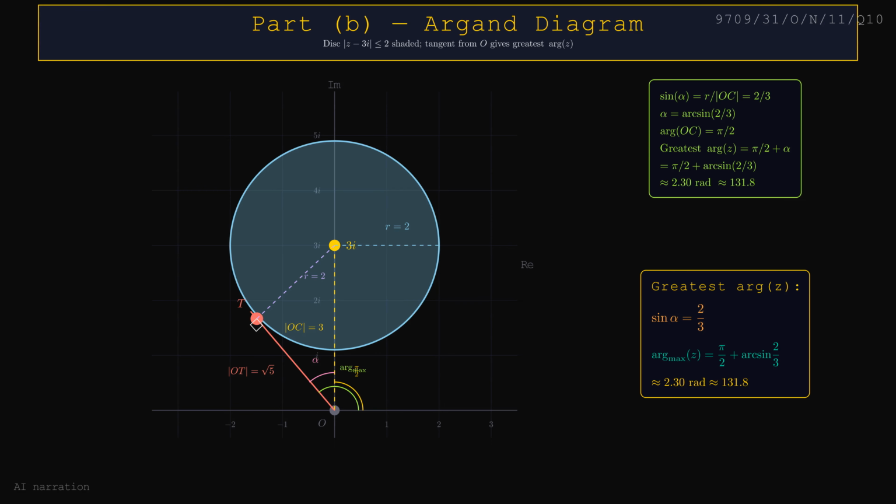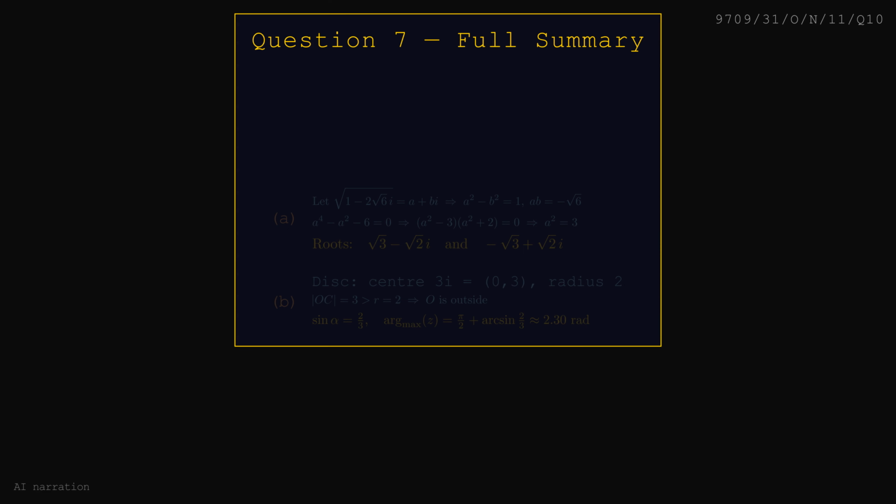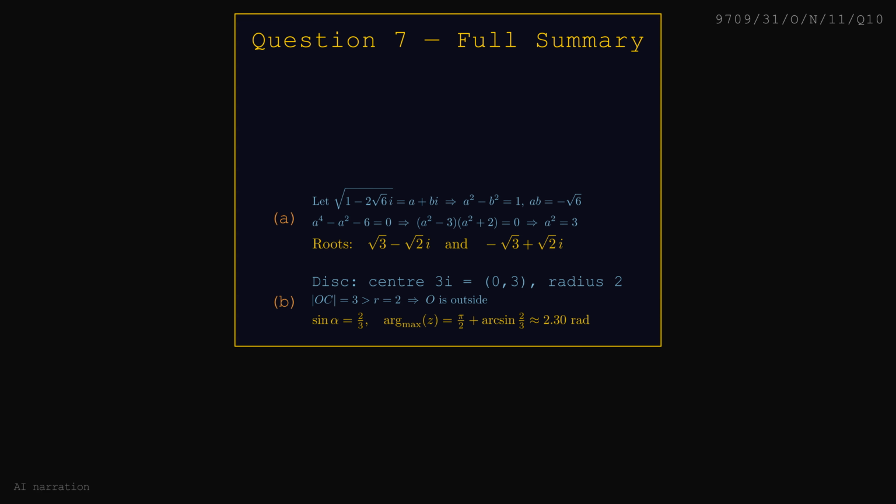Part B answer complete. Full summary for question 7. Part A. Roots root 3 minus root 2i and minus root 3 plus root 2i. Part B. Greatest argument pi over 2 plus arcsin 2/3. End of question 7.